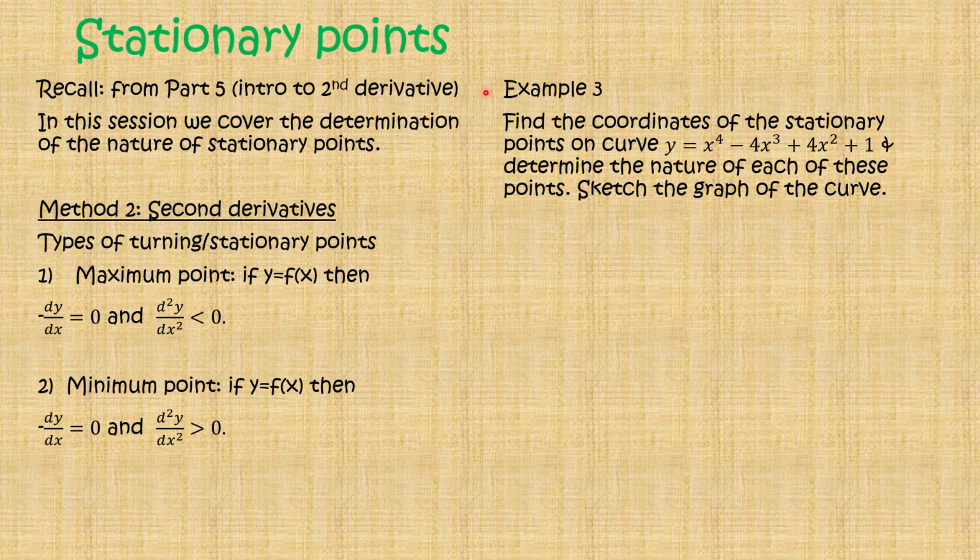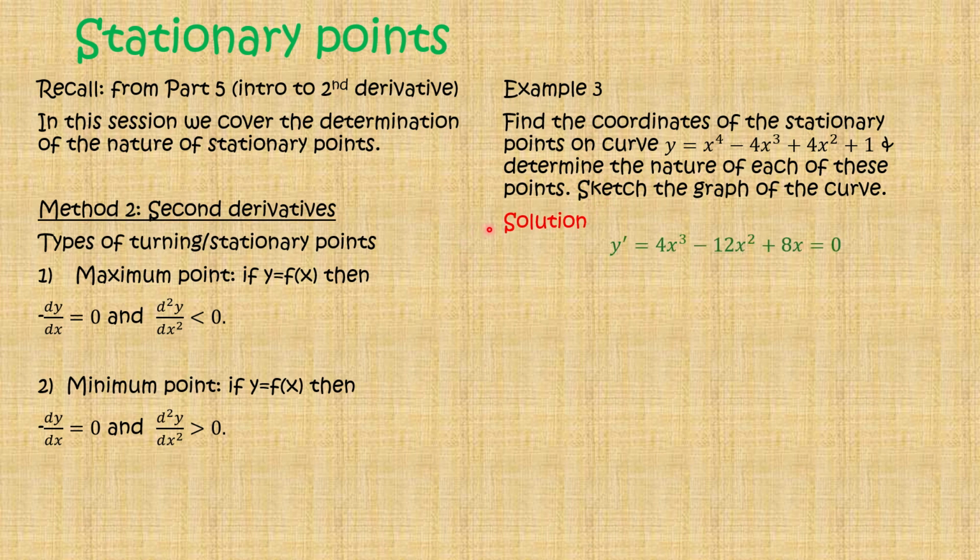Let's take a look at the final example for the day. Find the coordinates of the stationary points on the curve y equals x to the power 4 minus 4x cubed plus 4x squared plus 1 and determine the nature of each of these points. Sketch the graph of the curve. This one is an interesting question because we are going to make use of sketching.